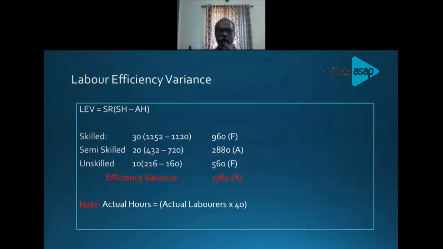When there are some favorable items and adverse items, you take the difference. 960 plus 560 minus 2880, or 2880 minus 960 minus 560, it is 1360 adverse. It is like positive and minus negative. Okay. You must be very careful about the equation. Here also, standard hour means standard hour for actual output.